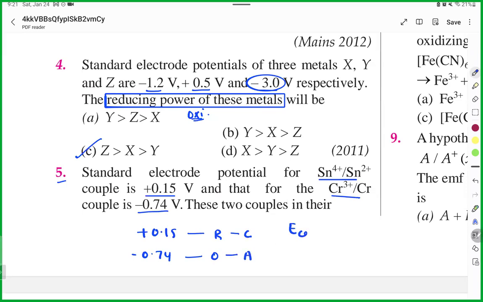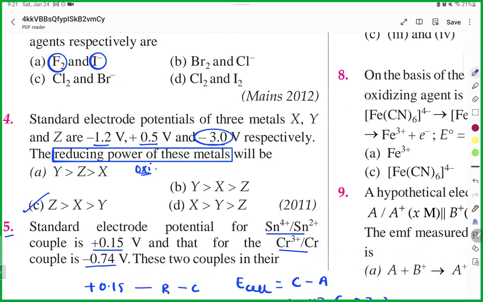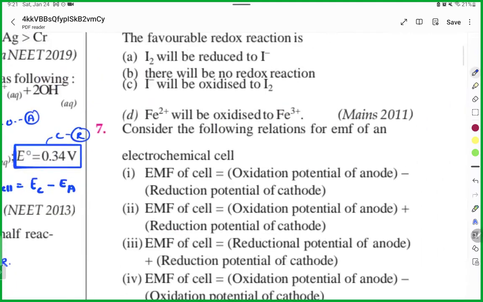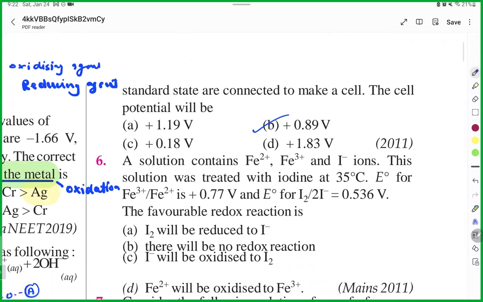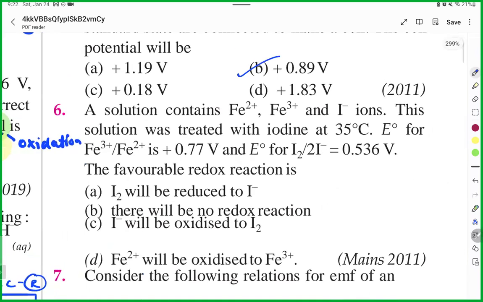And your E cell value will be cathode minus anode. Cathode value is plus 0.15 minus, what is the anode value? Minus 0.74. What should be the answer, Barinder? What will be the answer for fifth? 0.89? 74 plus 15, 89. Yes, sir. Yes. Pratigya, sixth question.